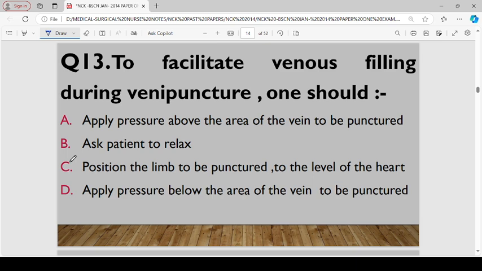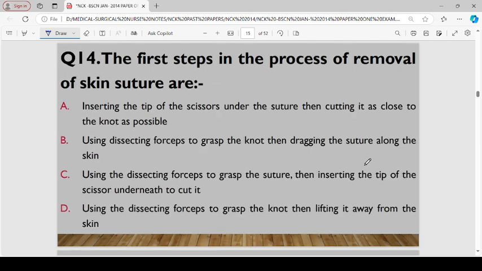To facilitate venous filling during venipuncture, one should position the limb to be punctured at the same level as the heart. By so doing, it will facilitate venous filling by allowing gravity to assist in the flow of blood to that area, right? And that will be of help to that patient.